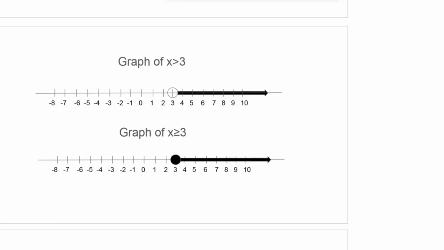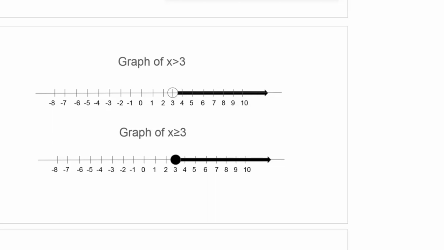So here's a couple of examples. We have the graph of when x is greater than 3. So that means x is not equal to 3, but it's greater than 3. So it could be really, really close to 3. It could be like 3.1 or even 3.000001. So really, really close to 3, but it never actually equals 3. So that's when we have that open circle.